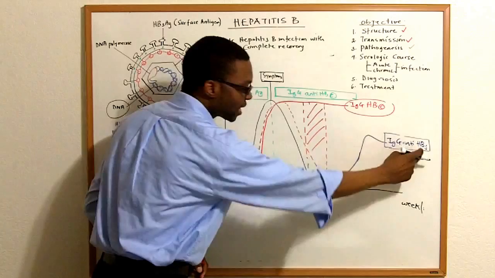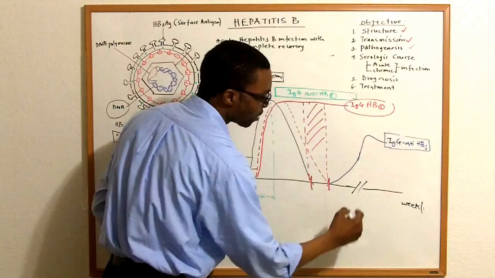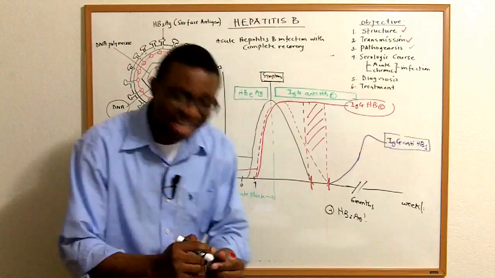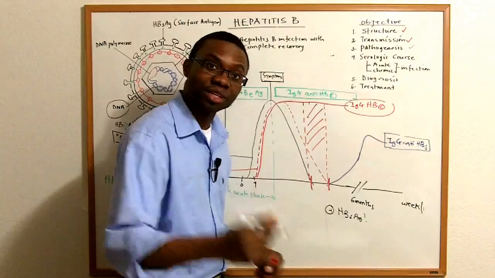What about 6 months later? Let's kind of cut the graph and say 6 months later, they're still positive for the hepatitis B surface antigen. What? What are you saying? You're trying to say that? No, yeah, they're still positive. That means they graduated and became a chronic carrier.